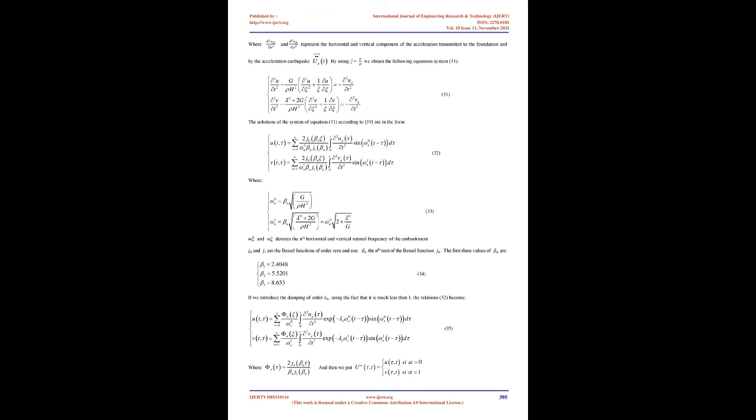The knowledge of these parameters requires that a study of the elastic response of an embankment under dynamic loading be carried out. 3.2 Elastic response of an embankment under dynamic loading. The study of the elastic response of an embankment, figure 4, under dynamic loading is based on the following 4 assumptions.